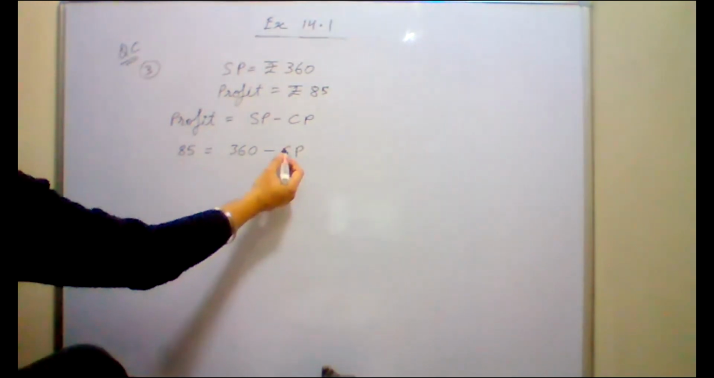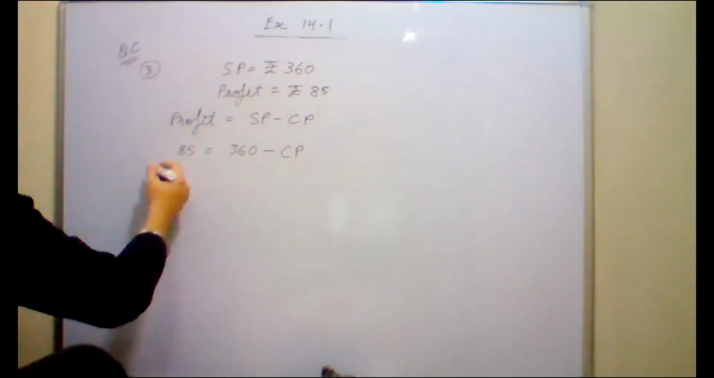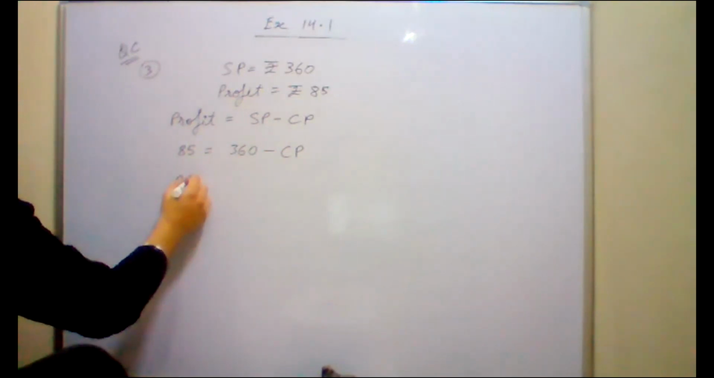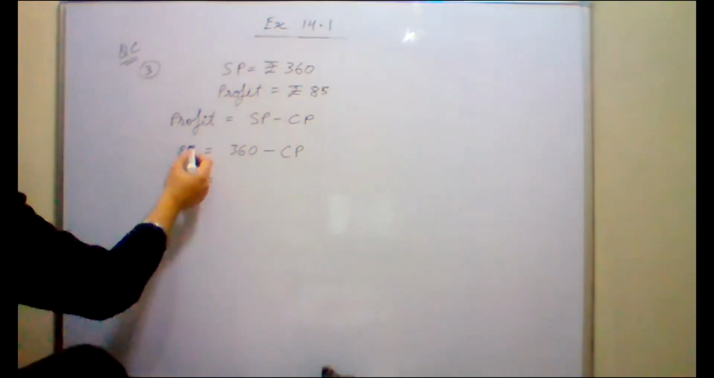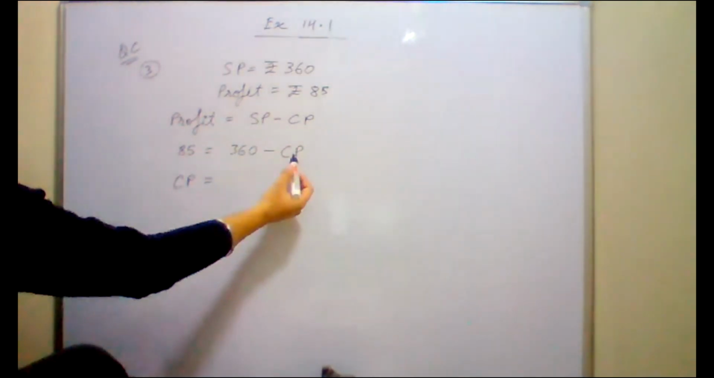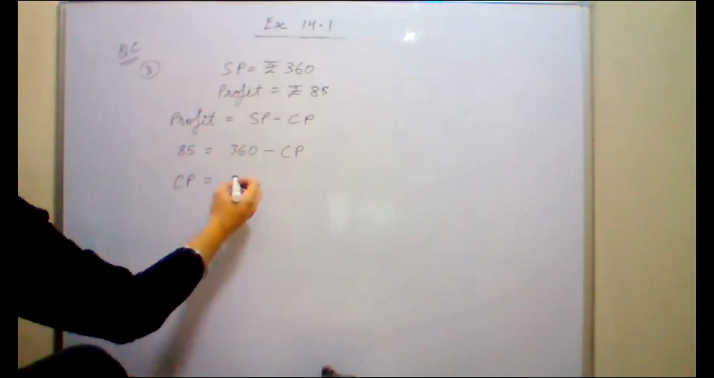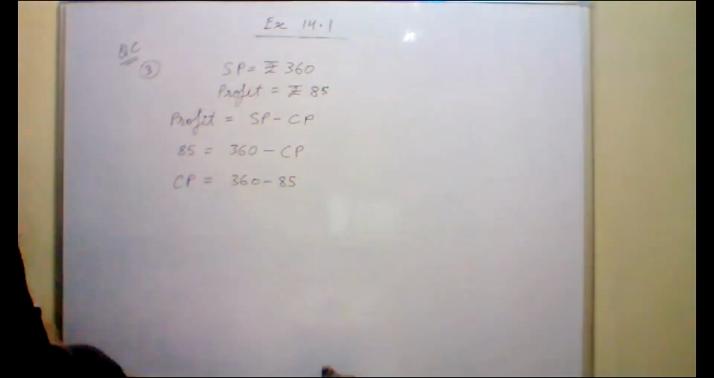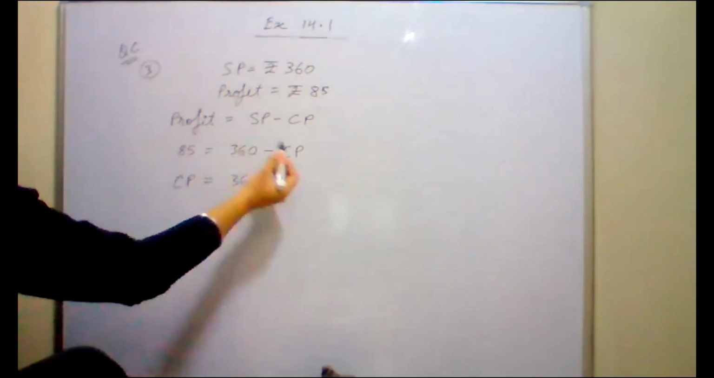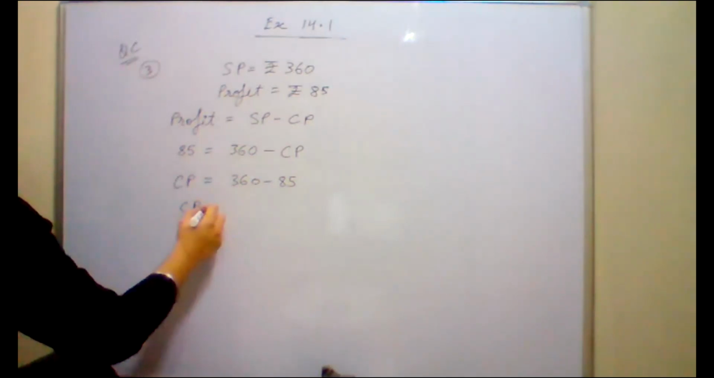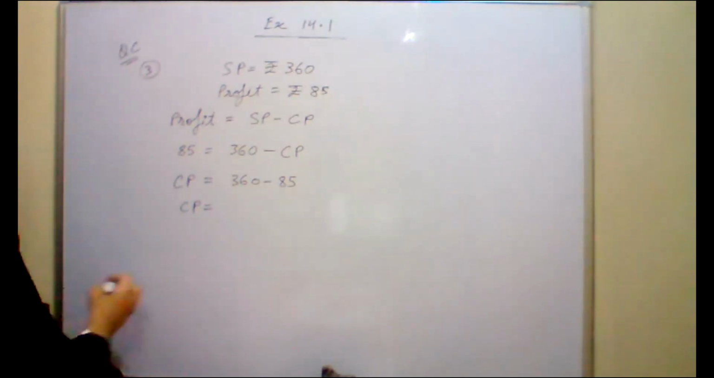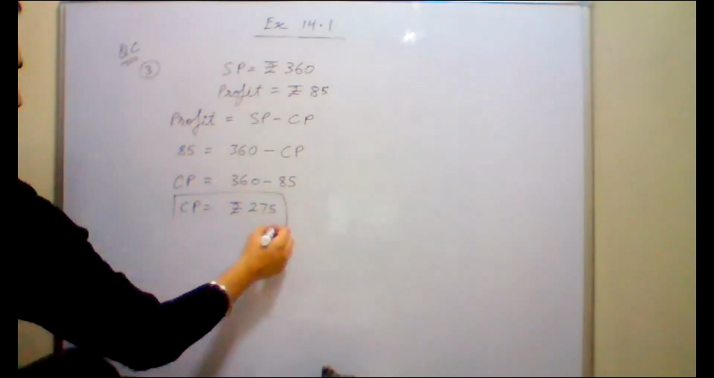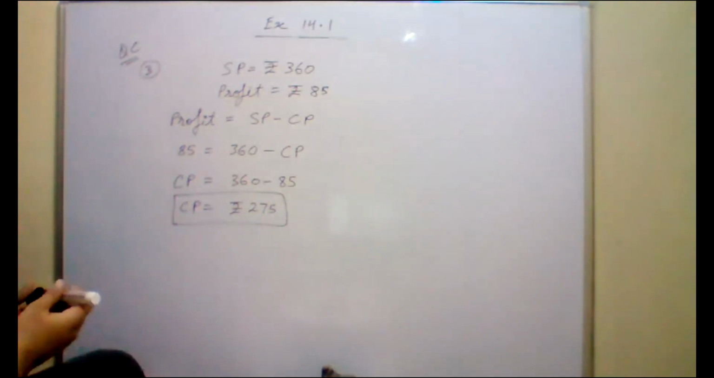This is your equation. Cost price, you take to LHS. This is negative. So when you take it to LHS, it becomes positive. And 85 is positive. When you take it to RHS, it becomes negative. 360 minus 85. So 85 has become negative because you have taken it to RHS. So CP is equal to 360 minus 85. The answer is rupees 275. How many of you got this answer?